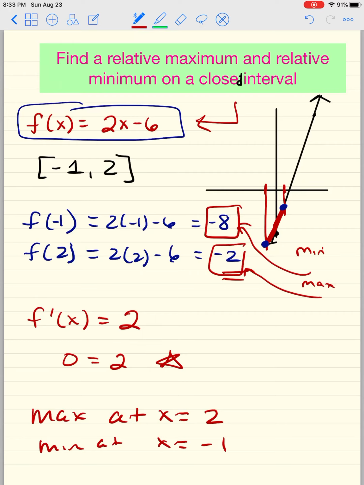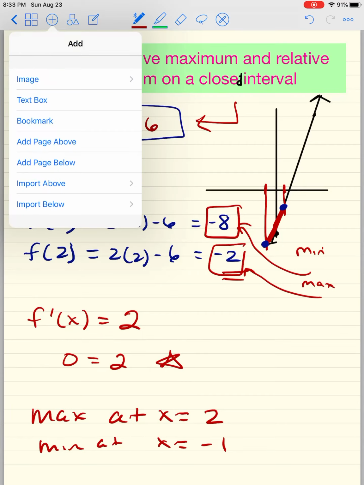So make sure you watch the other videos. I'm going to do one more problem. I actually didn't prepare for it, but that's fine. Why don't we do something like f of x is equal to an upside down parabola, so something that looks like this, and I'm going to restrict my domain to 0, 3. So let's find the absolute max and the absolute min.